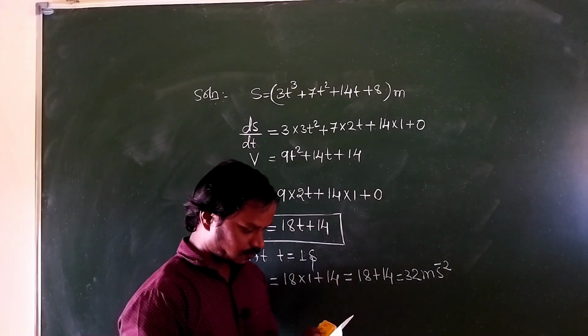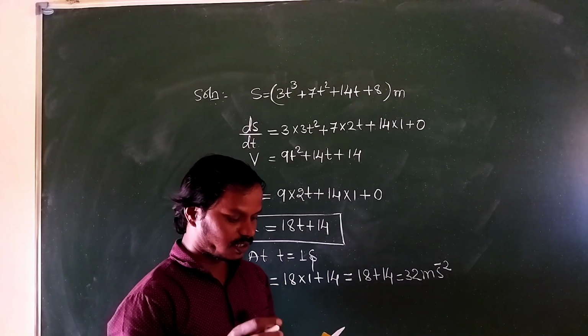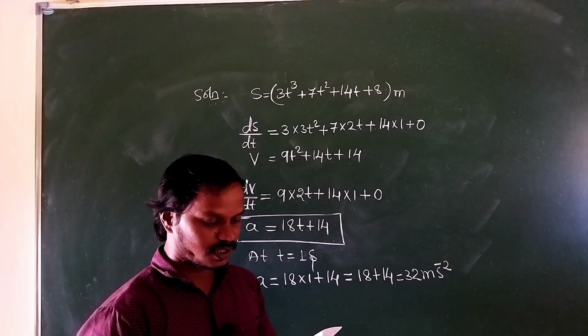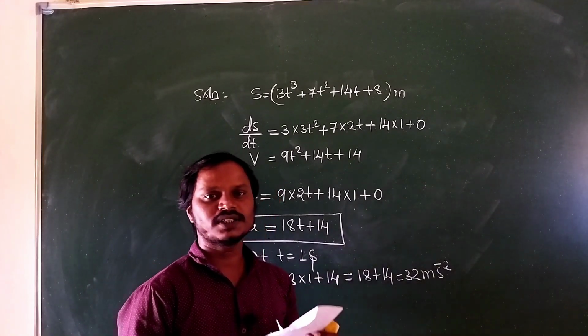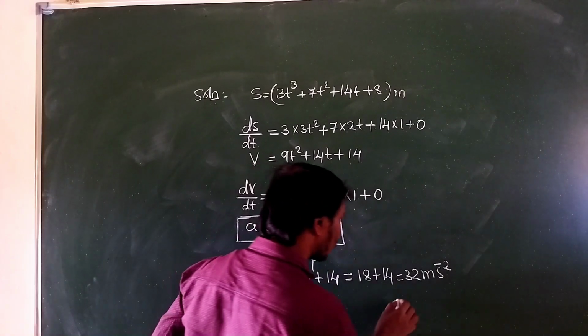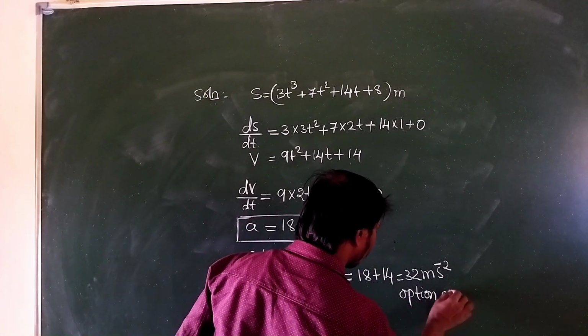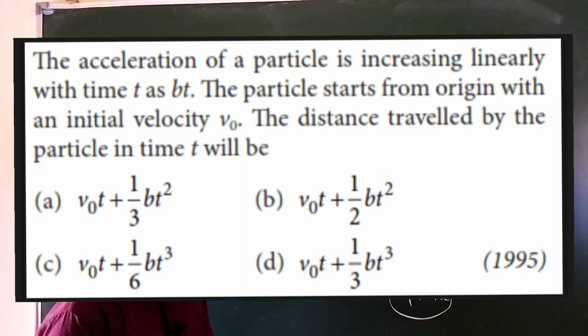Options. The first option is 10 meter per second square. Second option, 32 meter per second square. Third option, 23 meter per second square, and the last option, 16 meter per second square. Option 2 is correct, meaning the second option is correct. Now, next question.